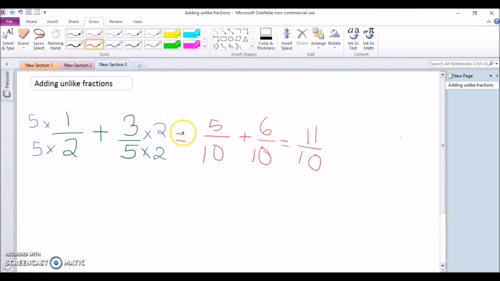However, it is an improper fraction, and typically when you derive to an improper fraction as a final answer, it's not really a final answer until we reduce it to a mixed number. And the mixed number for 11 tenths is going to be 1 and 1 tenth. So 1 and 1 tenth is our final answer for 1/2 plus 3/5.